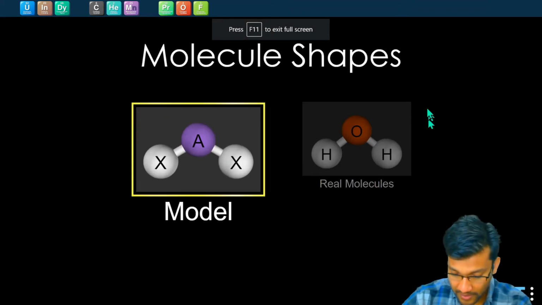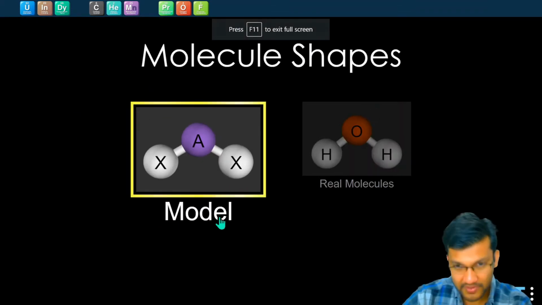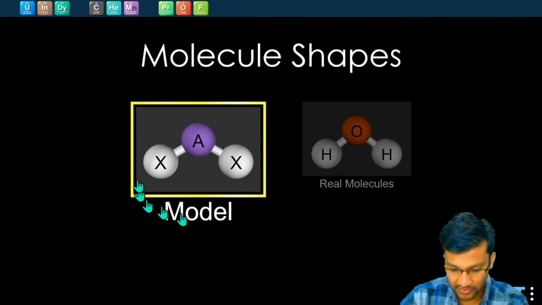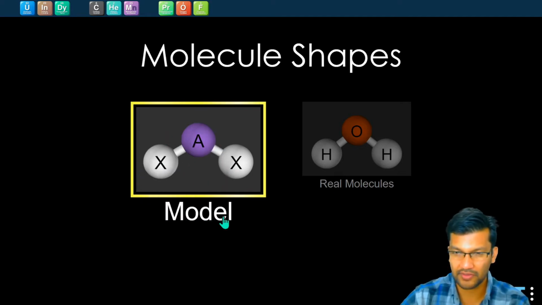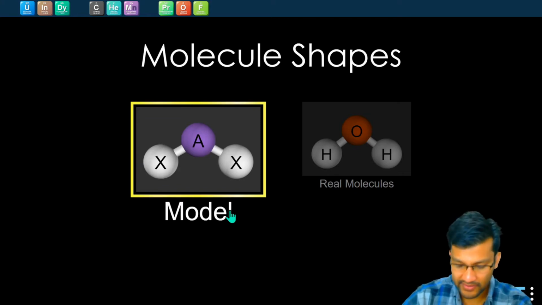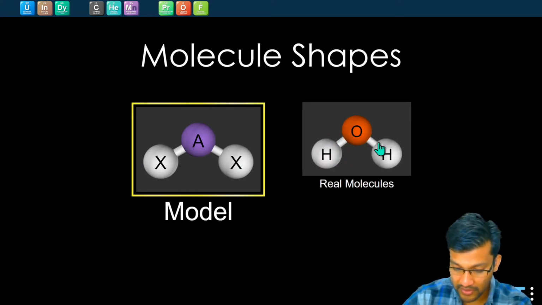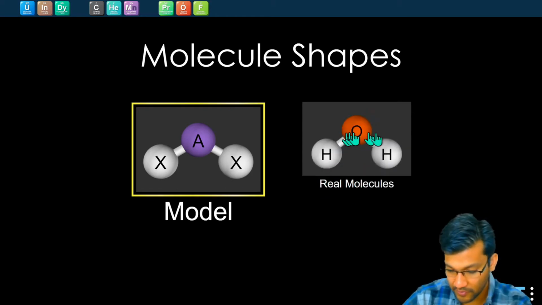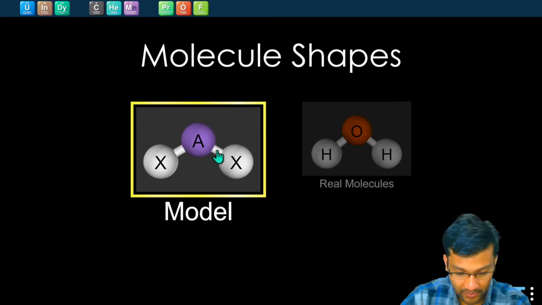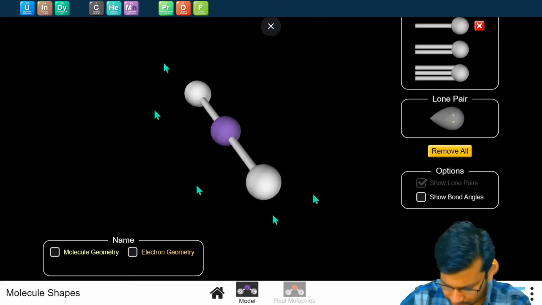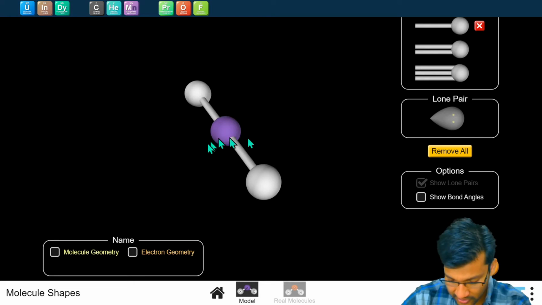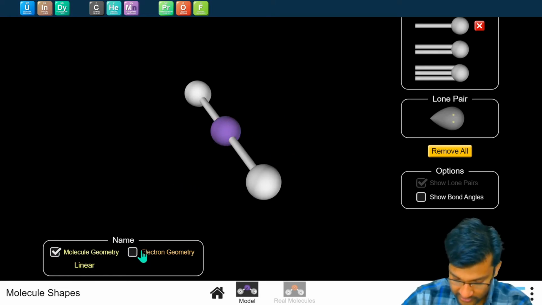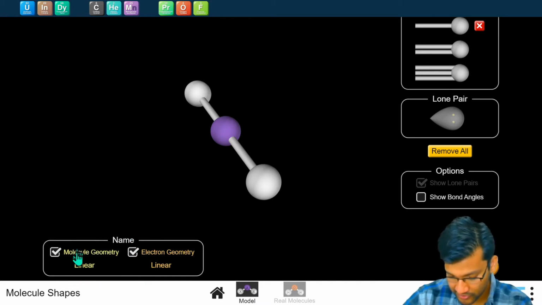Once you've loaded it up, you'll have two different options. The model option uses fake molecules with fake symbols, but gives you a general, idealized situation of what the bond angles would look like. Then there's a real molecules part that gives you real bond angles for some real molecules. Here you see that it's for water. So for example, if you click on the model system, you'll load up this little page right here. I would click molecular geometry and electron geometry to show you what they are.